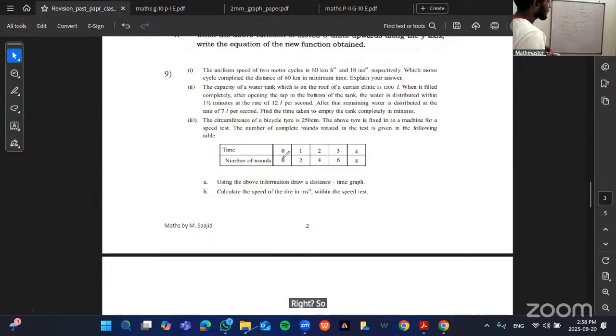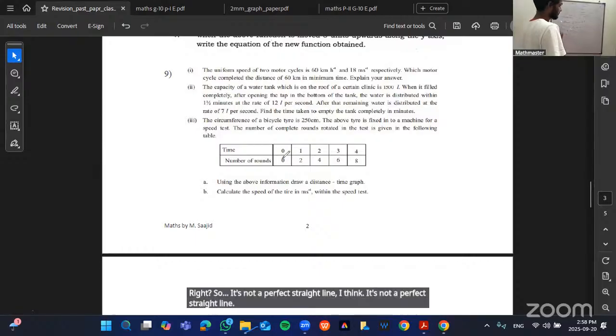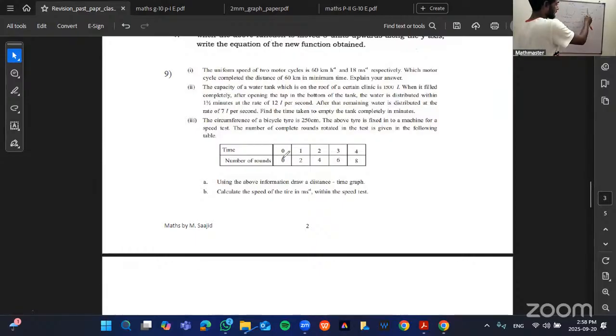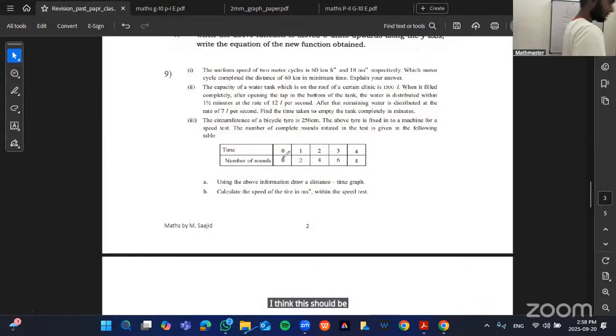It's not a perfect straight line, I think. Here it should be a bit curved, as I think. So I think that's the answer. If you join this, this should be the graph like this. Distance time graph.